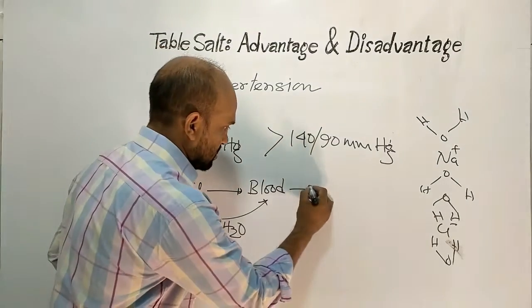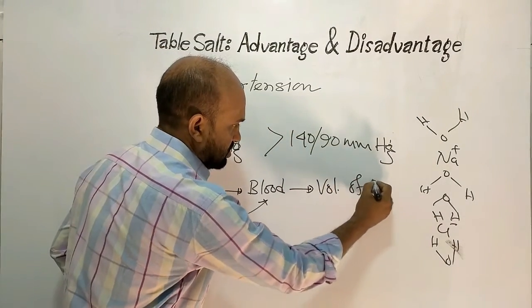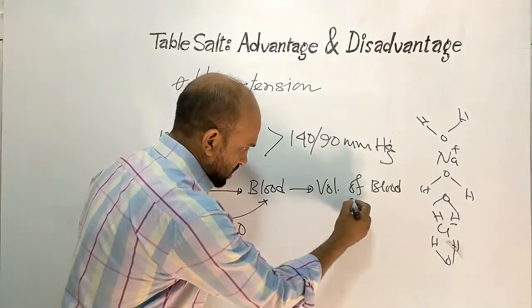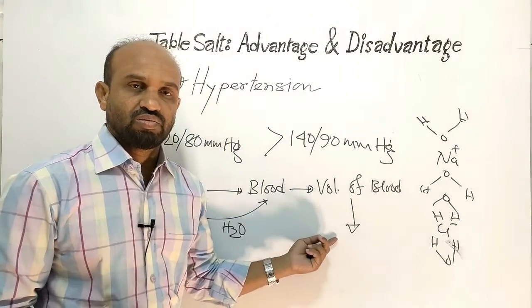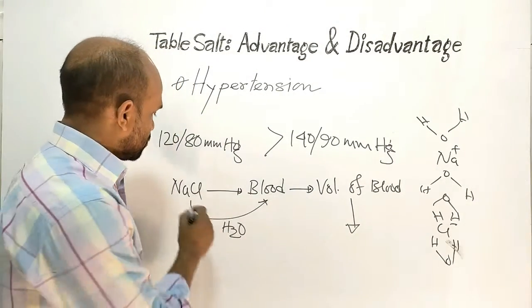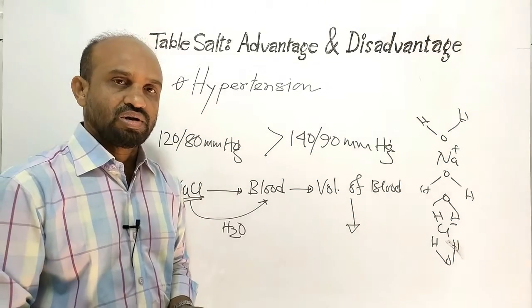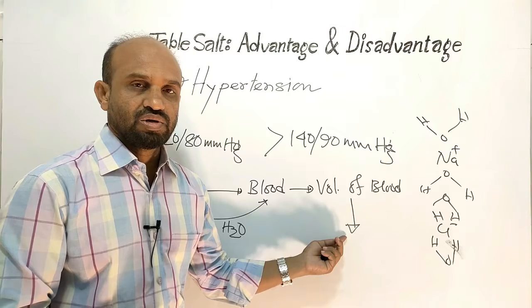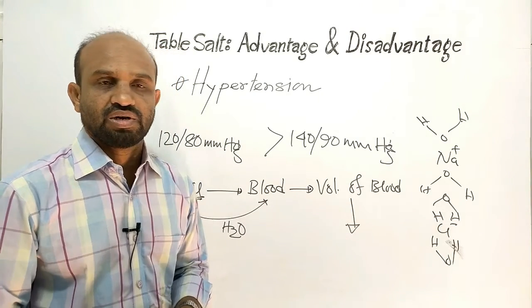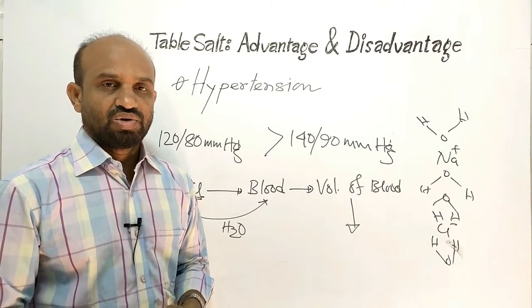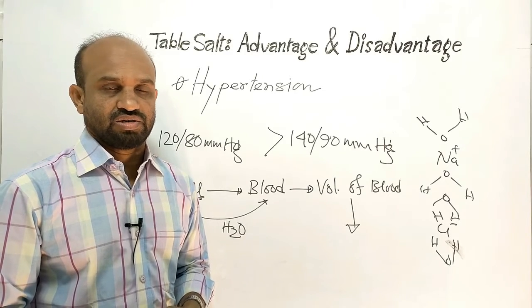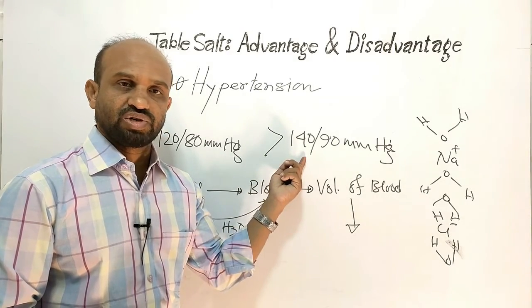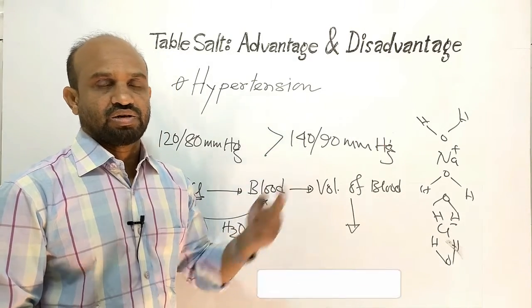as a result, volume of our blood is increased. For the increased volume of the blood, sodium chloride is responsible, and as a result, this increased volume creates additional pressure inside the arteries, which is known as hypertension, that is high blood pressure, and it is above 140 by 90 millimeter mercury.